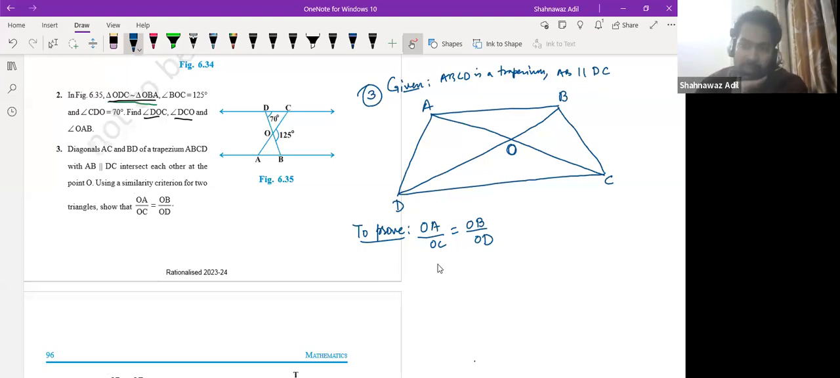Now, what can you tell? We have to pick two triangles in such a way that the triangles contain OA, OC, OB, OD. What can be those two triangles that you can pick? Can you name them? Two triangles which have OA, OC, OB, OD, all these things.